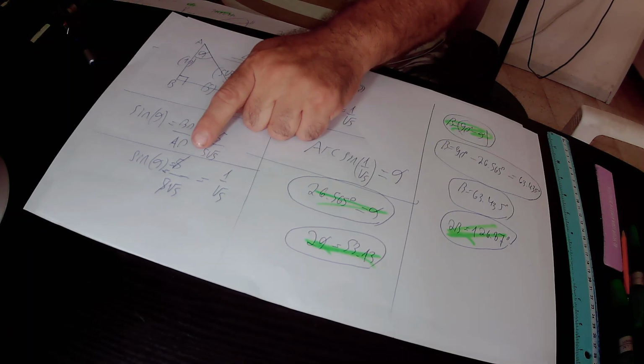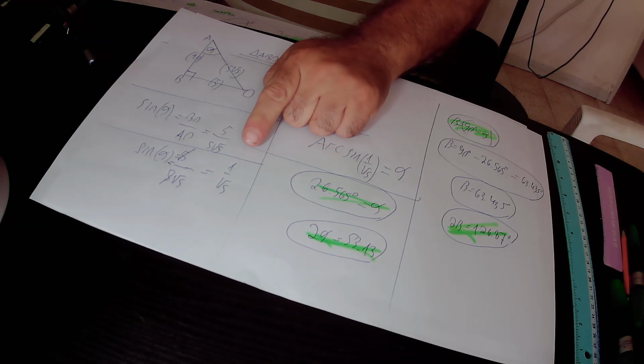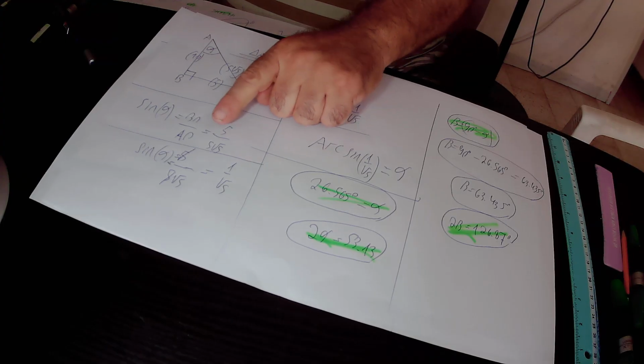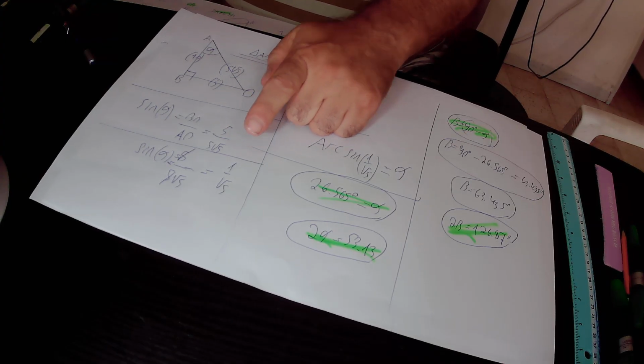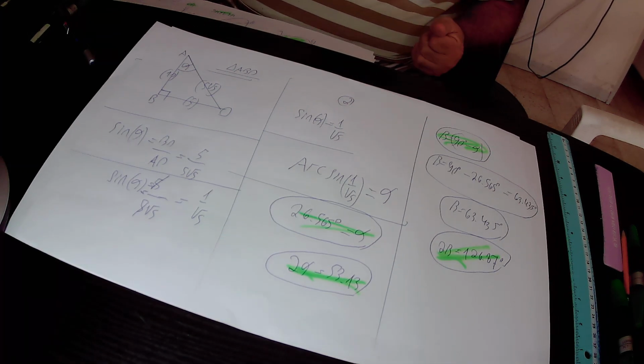We have 5 in the numerator, 5 in the denominator, so 5 will get cut, and we are left only with 1 over square root of 5. So sine alpha equals 1 over square root of 5.